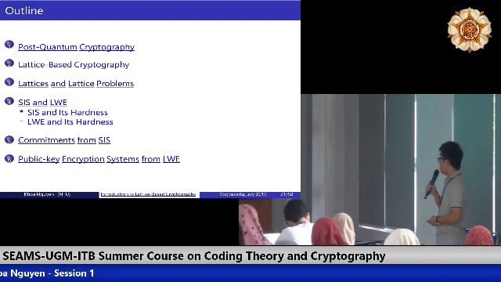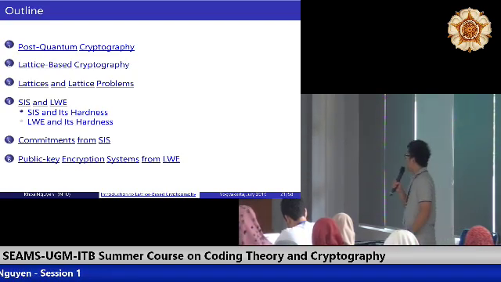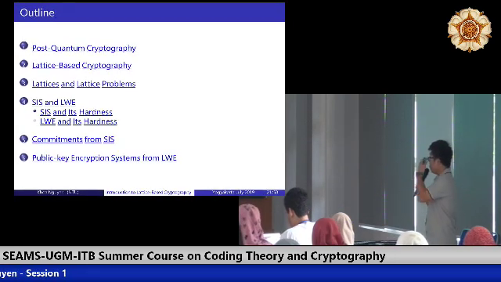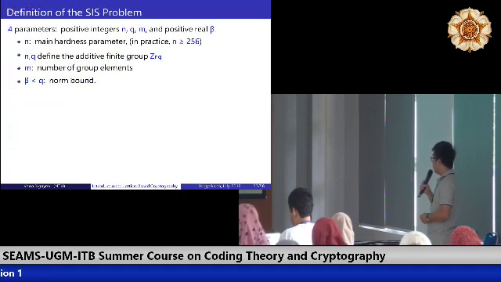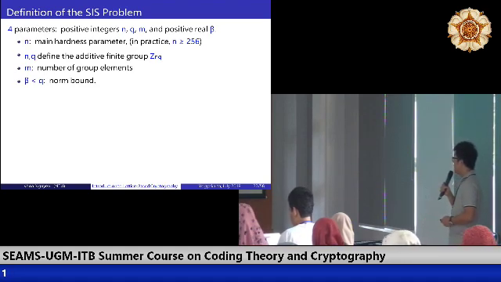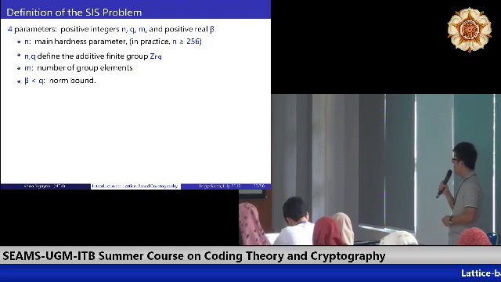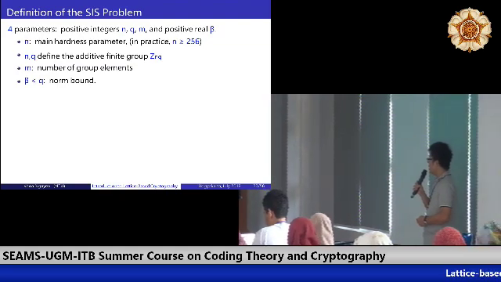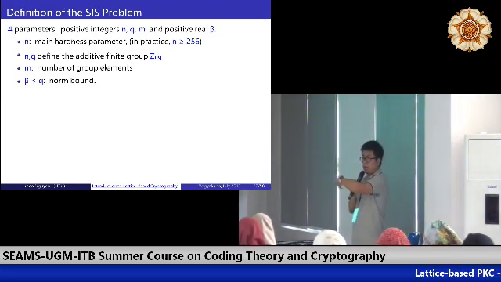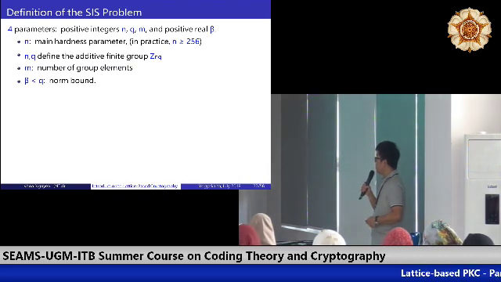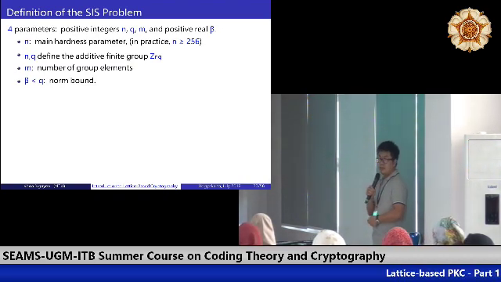Okay, so let me go with SIS and its hardness. So you see a definition of the SIS problem. We work with four parameters: a positive integer n, positive integers q and m, and a real number beta. And here n is the main parameter. You can think of it as the dimension of the underlying lattice in the lattice problem. In practice, we need to work with a very big n, like 2 to 256. For smaller n, the underlying problem is easier. So this is the main security parameter. It means that if we want more security, we increase n.